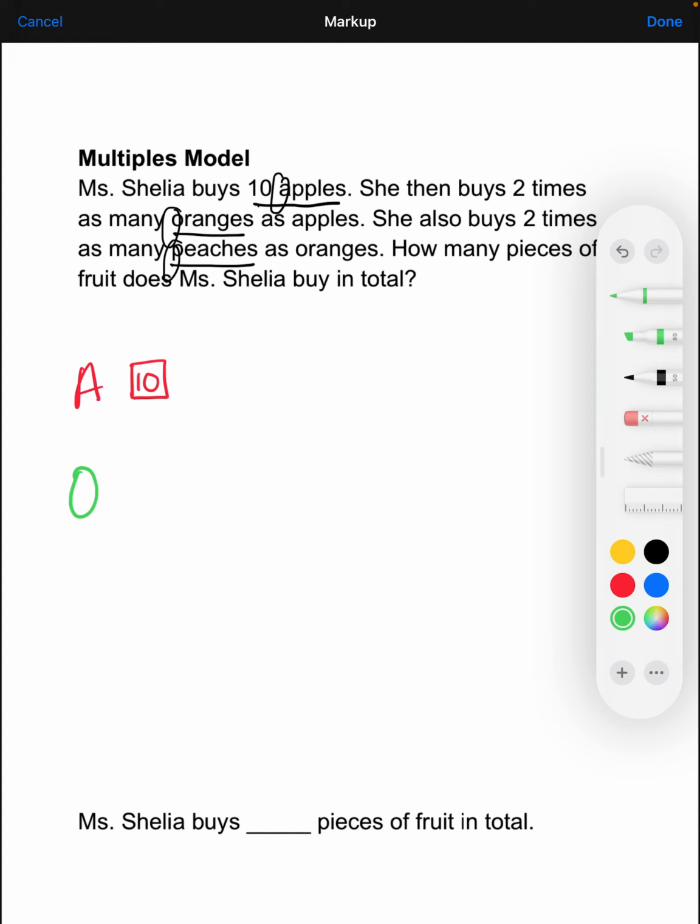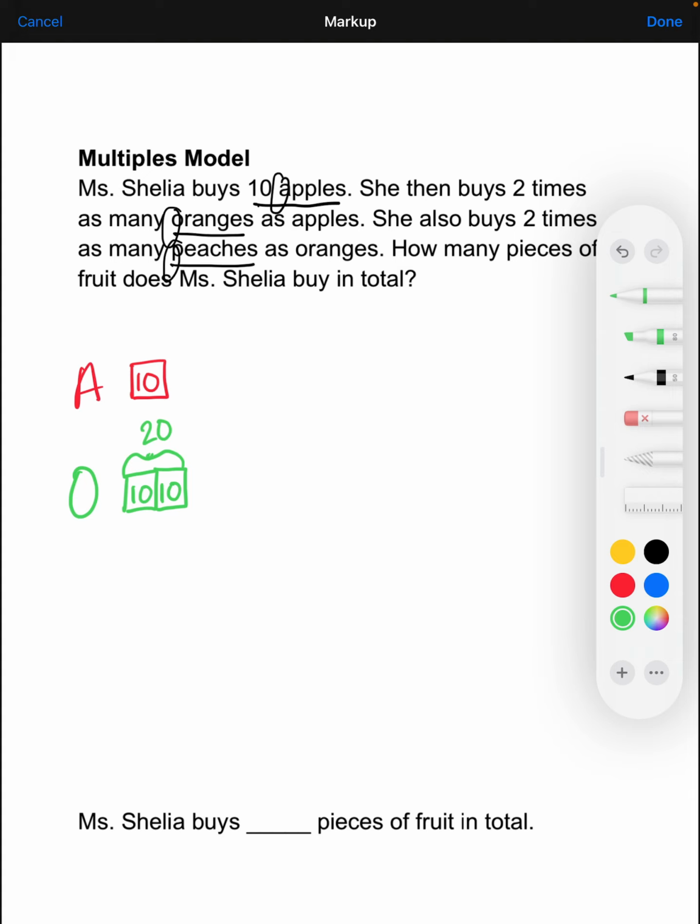And then for oranges, again, I must have twice as many as apples. So I know that for oranges, I have the 10. And I must draw that exactly the same again because the number of oranges must be twice the amount of apples. Well, if there are 10 apples, there has to be 20 oranges because, again, the oranges are twice as many. And then next fruit is our peaches.